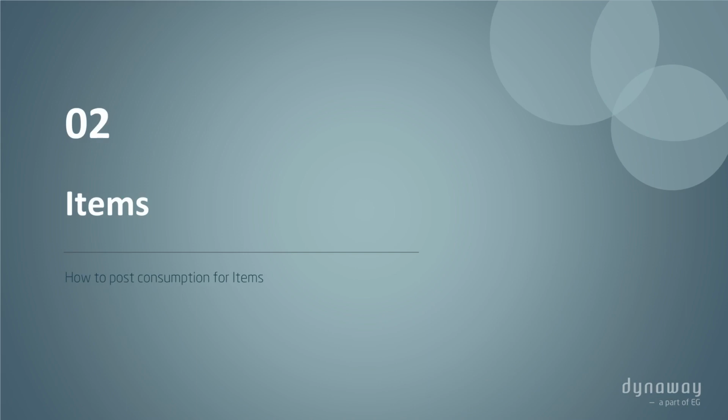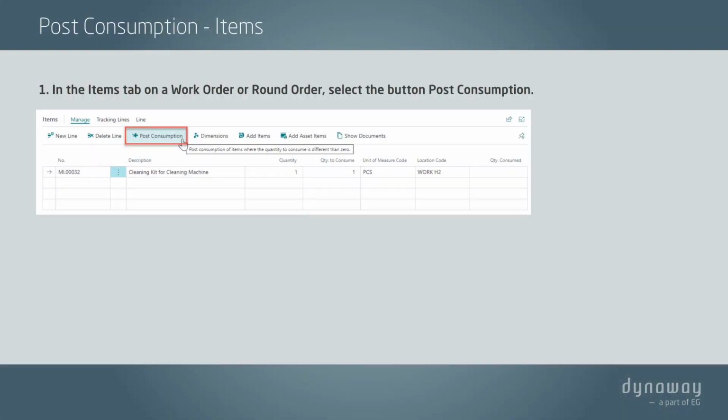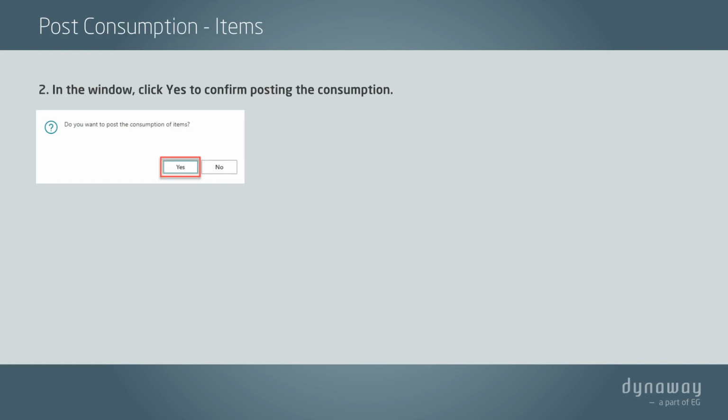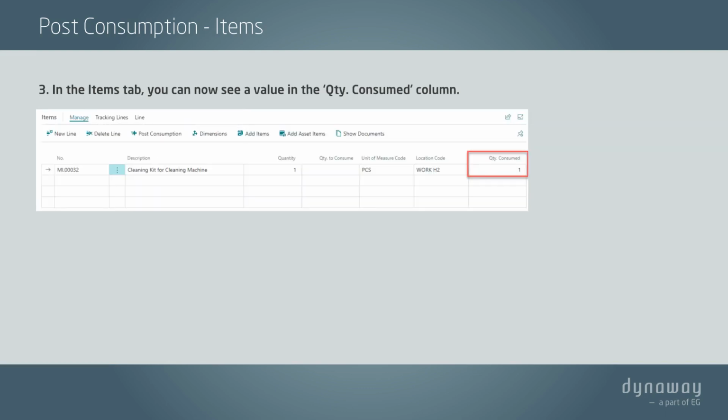How to post consumption for items. In the Items tab on a work order or round order, select the button Post Consumption. In the window, click Yes to confirm posting the consumption. In the Items tab, you can now see a value in the Quantity Consumed column.